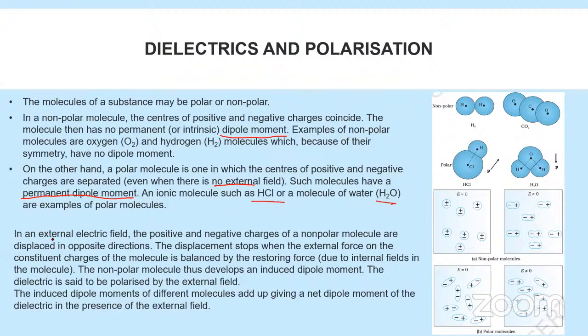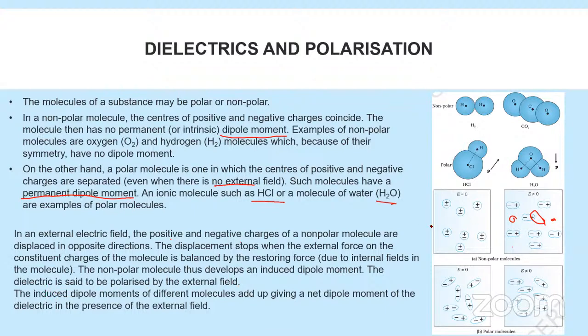So in an external electric field, the positive and negative charges of a non-polar molecule are displaced in opposite directions. You can see this is when there is no electric field, and when there is an electric field, they are being displaced in opposite directions. The displacement stops when the external force on the constituent charges of the molecule is balanced by the restoring force due to the internal fields in the molecule. So the non-polar molecule develops an induced dipole moment, and the dielectric is then said to be polarized by the external field.